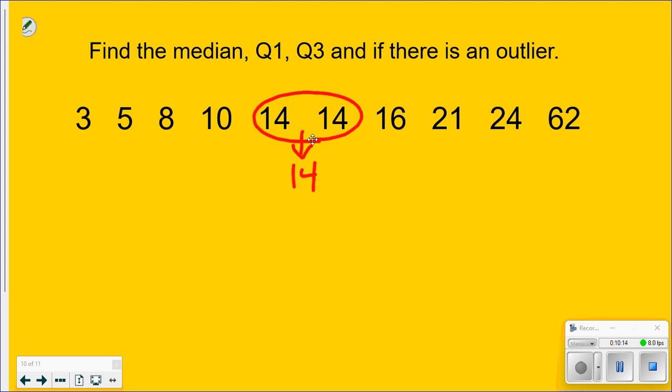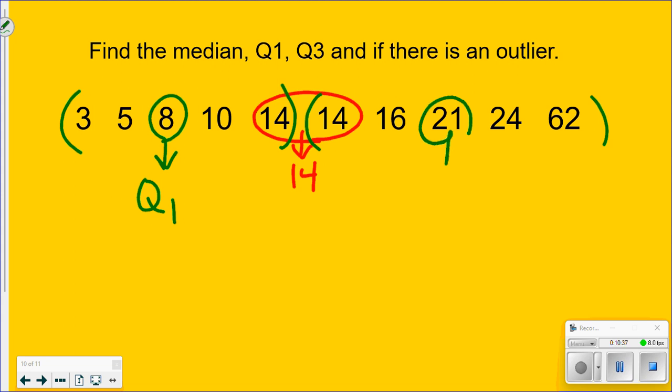Then I'm going to use this whole thing to find the quartile 1. And the reason why I'm including 14 is because I had to use that to find the median. It's not the true individual median by itself. So, all right, I can see that my middle number is 8, so that's going to be quartile 1. And my middle number over here is going to be 21, so that's going to be quartile 3. Okay, first thing I have to do is find the interquartile range.